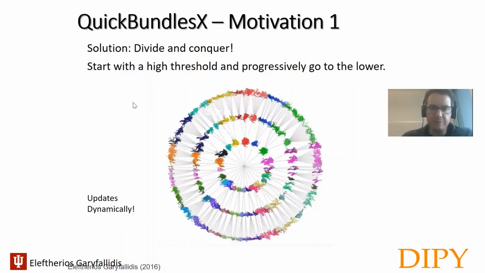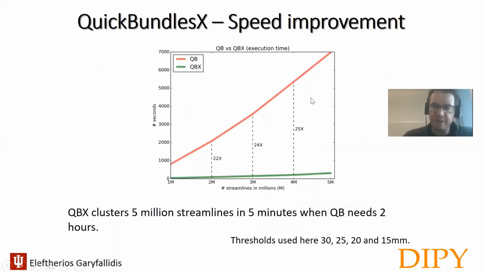For example, you can start with a high threshold and progressively go to the lower threshold, which is the actual threshold of interest. And that builds these trees, these dynamic trees of bundles. So QuickBundlesX updates dynamically this tree where you have different layers of thresholds acting on the data. And it can be much faster, even though QuickBundles is very fast. With QuickBundlesX, you can go even faster.